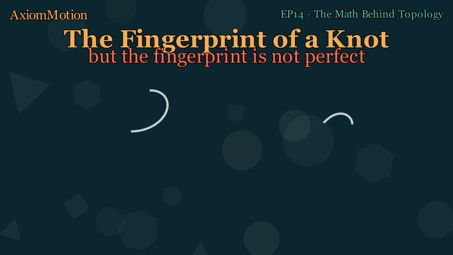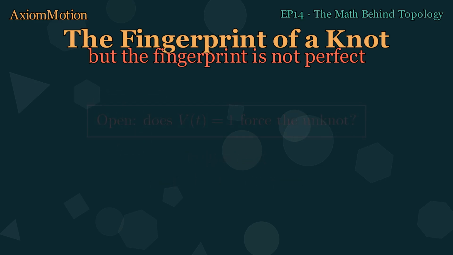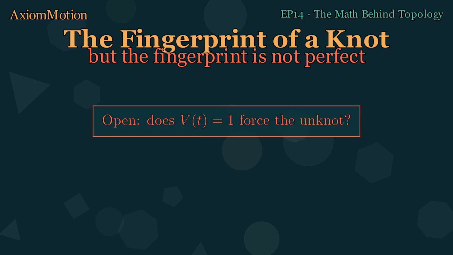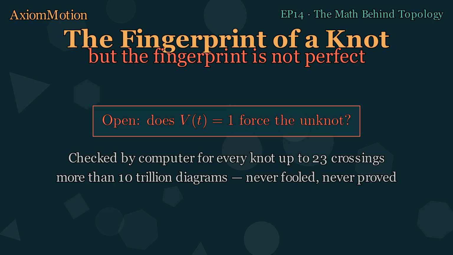There are different knots that share the very same Jones polynomial. Equal polynomials do not guarantee equal knots. And the deepest gap of all, whether a genuinely knotted loop could secretly carry the unknot's polynomial of 1, is still an open problem. It has been checked by computer for every knot with up to 23 crossings, more than 10 trillion diagrams. So far, the polynomial has never been fooled, but no one has proved that it never can be. Keep that limitation in mind. It will matter when the quantum computers arrive.